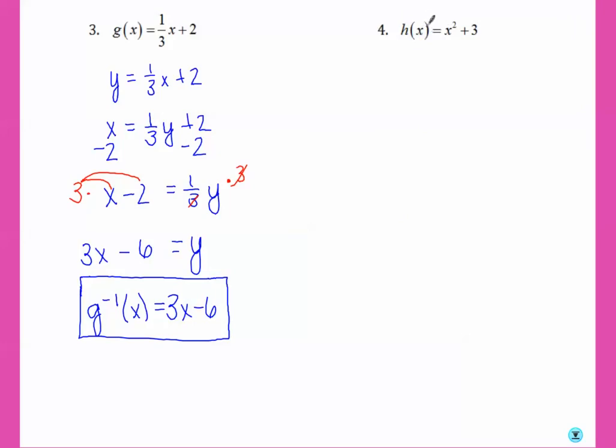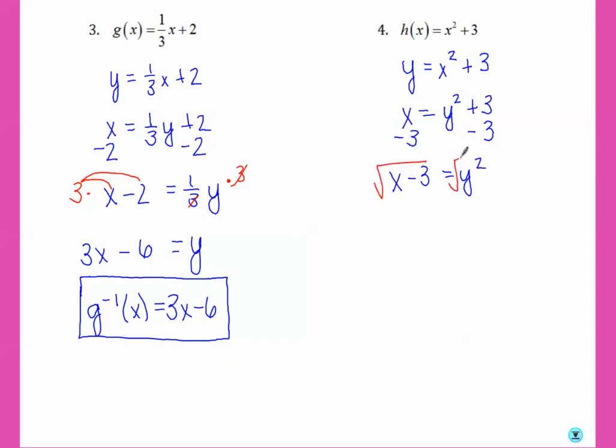Example number 4, we're going to change h of x to y, switch our x and our y, and again, make sure you're switching just the letters, the exponent stays where it was. We're going to solve for y, so subtract 3. To get rid of our squared, we're going to square root both sides. And thinking back to our quadratics unit, whenever you square root both sides, make sure you put plus or minus in front of your answer. And then finally, write our answer with our inverse notation.